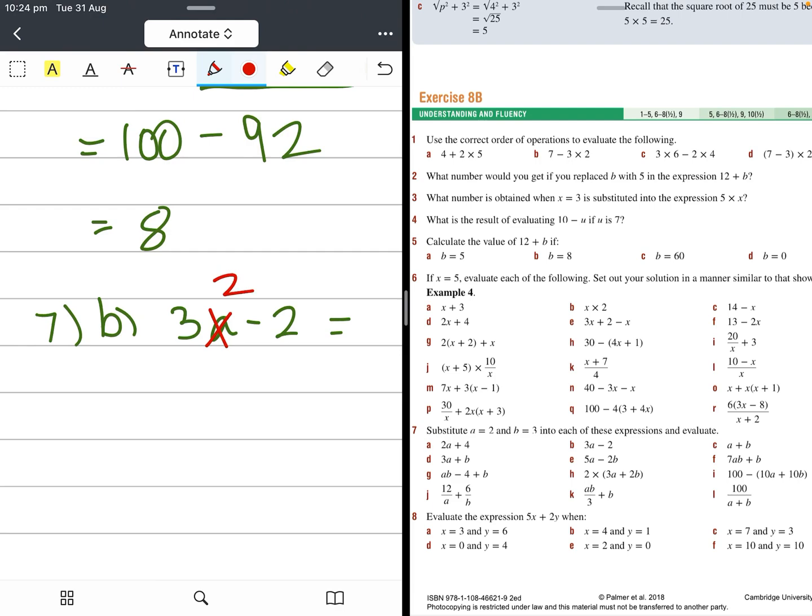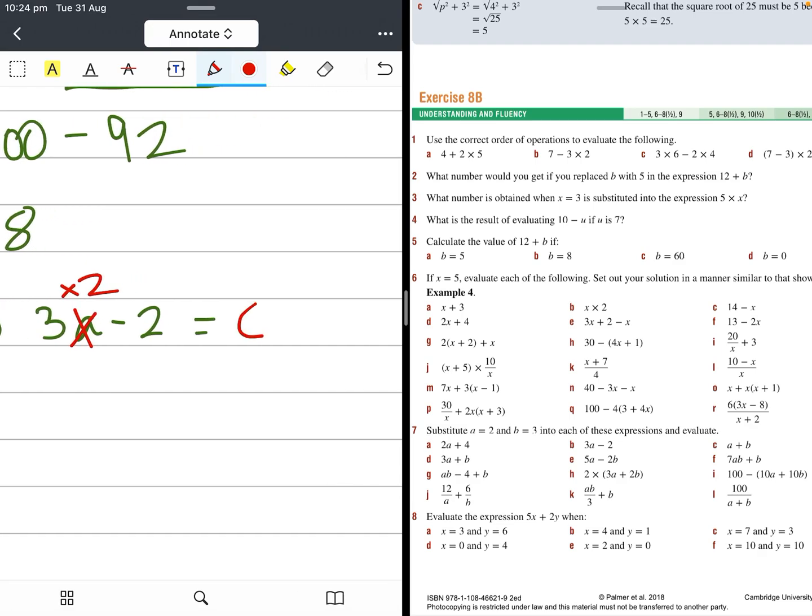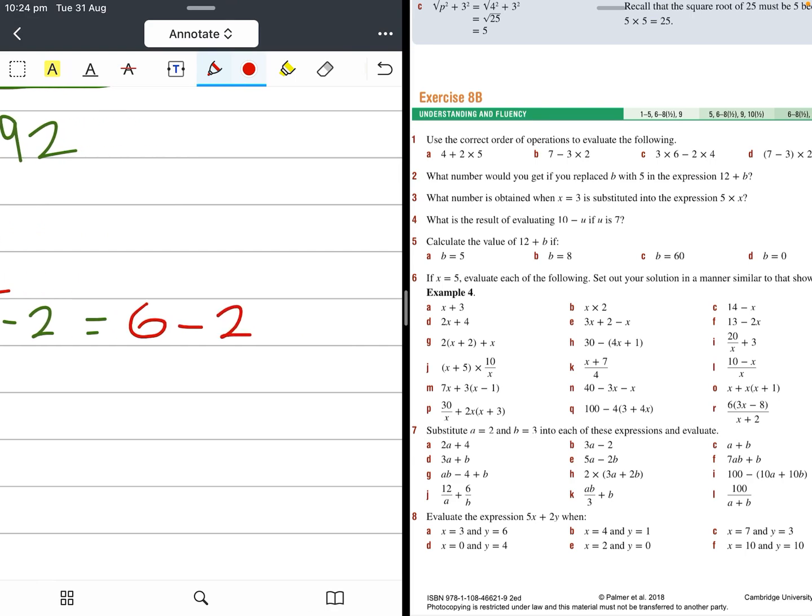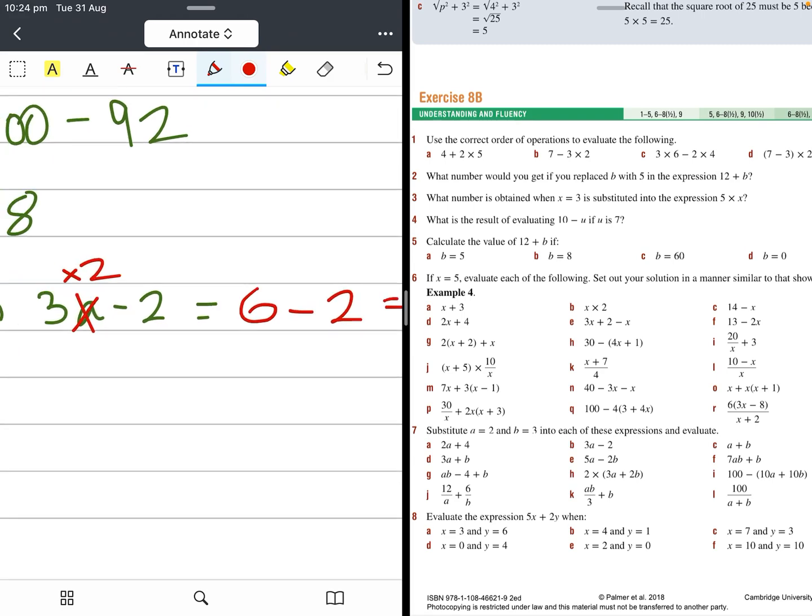Right, now remember that's a 3 and an A squashed together. That means a times. So you need to go 3 times 2 is 6. And then I haven't done anything with a minus 2 yet, so I'm just going to write that down. And what's 6 take away 2? Hopefully you said 4.